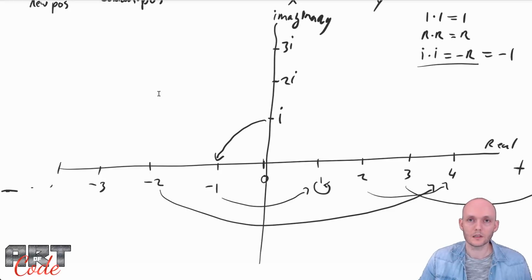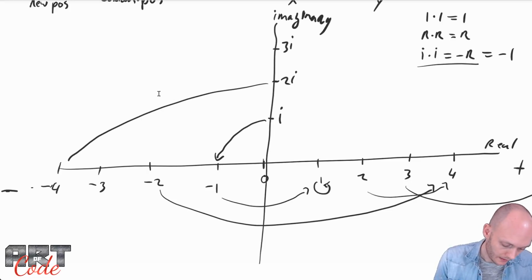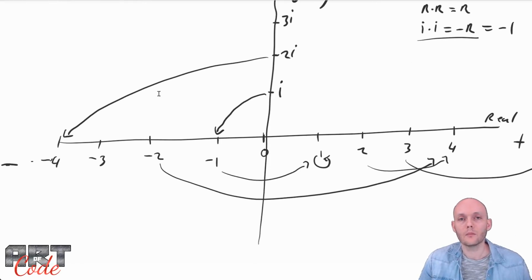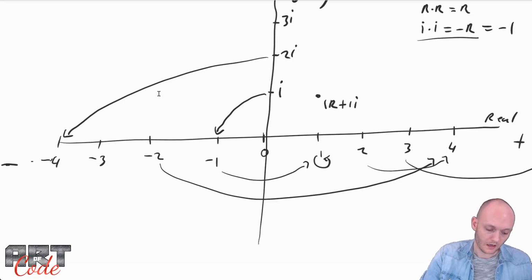So we get minus 1 times 4 is minus 4 over here, right? So 2i maps to minus 4 on the real line. All right, what happens if we have a number that has a real component and an imaginary component, which is a complex number? So let's say this number over here, which would be 1r plus 1i, right?